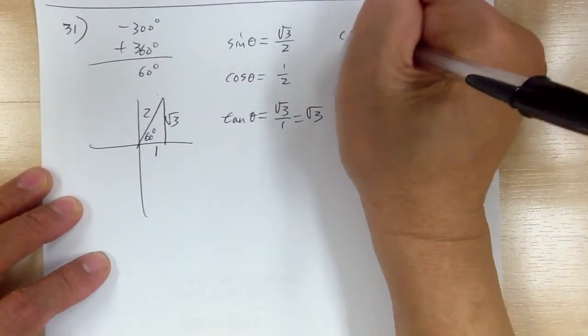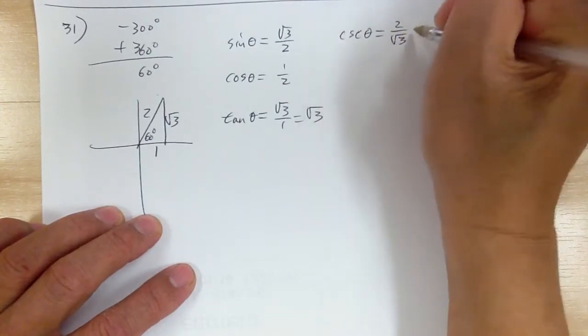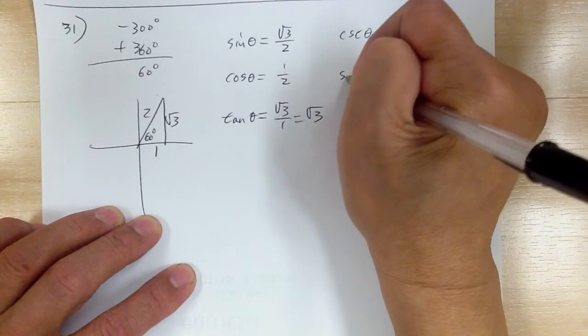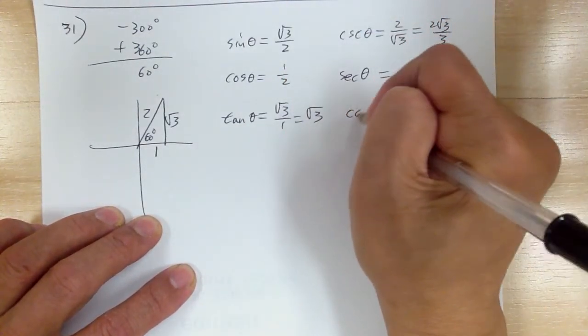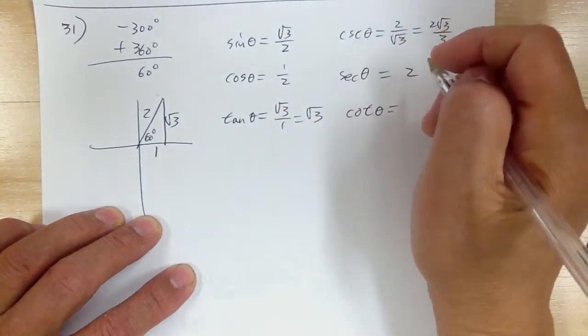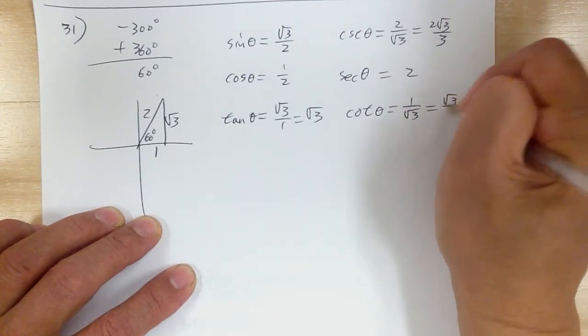And then after that, you get cosecant. You flip upside down, and you simplify. Okay, and secant, you flip this upside down, you get 2. Cotangent, you flip this upside down, you get 1 over square root of 3, and you simplify, you get square root of 3 over 3.